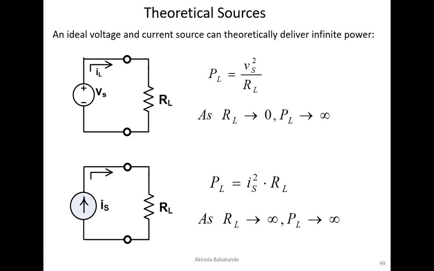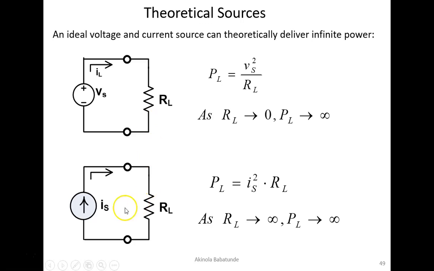We should quickly talk about theoretical sources. An ideal voltage and current source can theoretically deliver infinite power. You can see we have a voltage source and a load resistance, and our load current flowing through the load resistance. Our power would be equal to V squared over R, in this case Vs squared over RL. As RL decreases, PL tends to infinity as RL decreases to 0. So the smaller this resistance, the higher the power. That is what we are talking about.